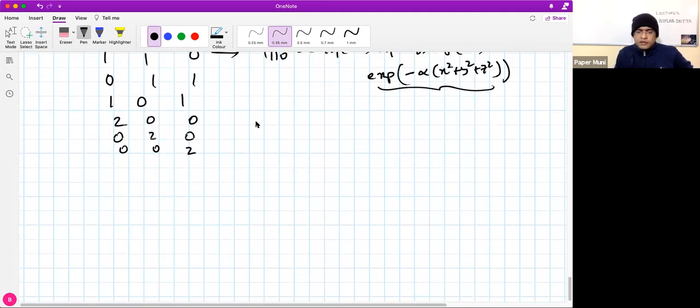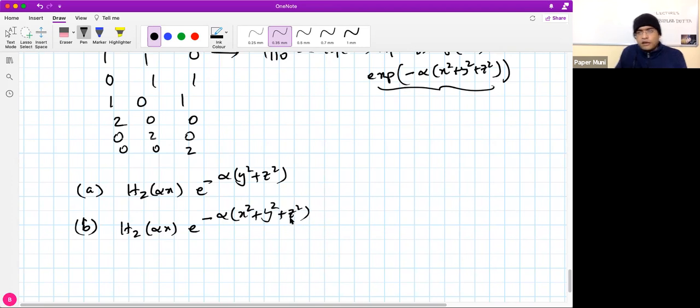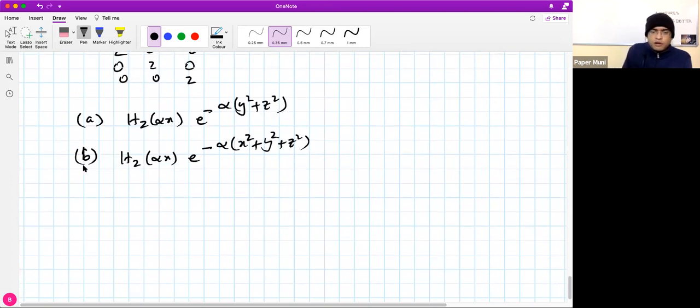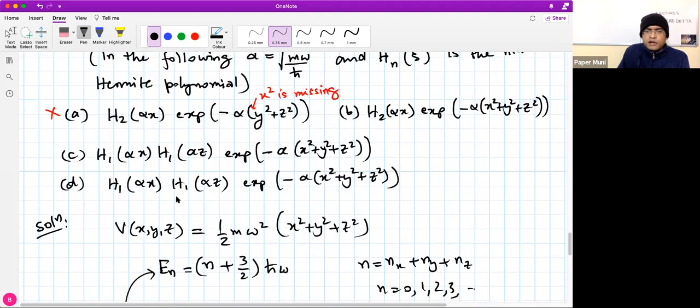So you can see from option A, this is alpha x. Now let's analyze each of the options. Option B is H2 of alpha x times exponential of alpha times x square plus y square plus z square. Sometimes it's good to analyze why the other options are wrong, or in this case true. Here H0 is equal to 1, and what is the option given to you? B, alpha x is given to you.